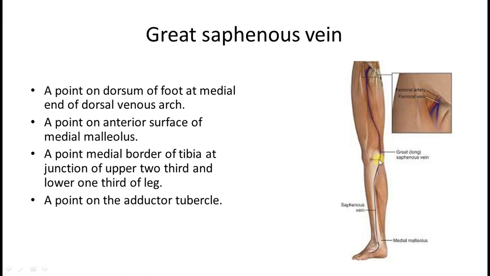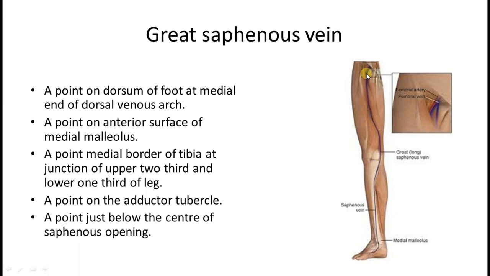You can also mark a point a hand's breadth behind the knee. Here also you can mark one additional point. Then finally you have to make a point just below the center of the saphenous opening. If you connect all these points, you get the surface marking for the great saphenous vein.